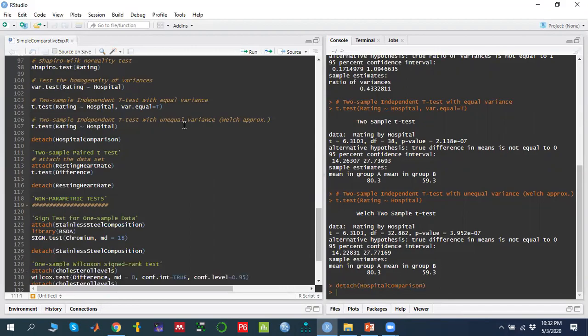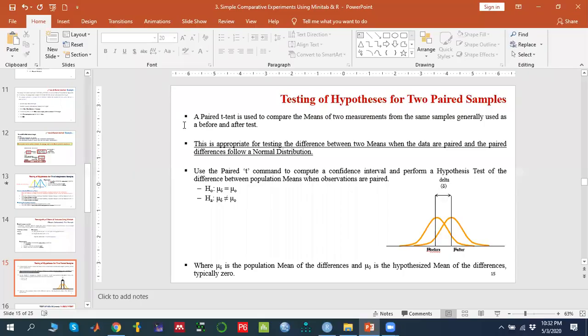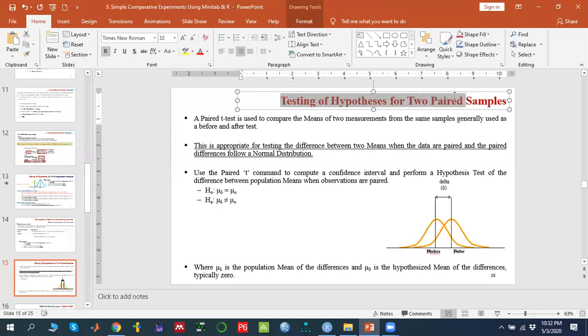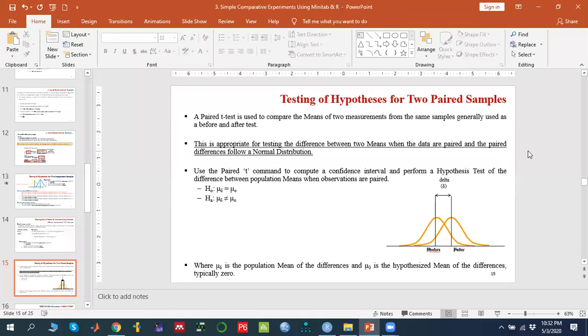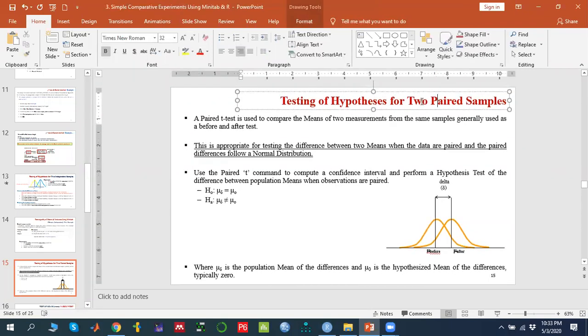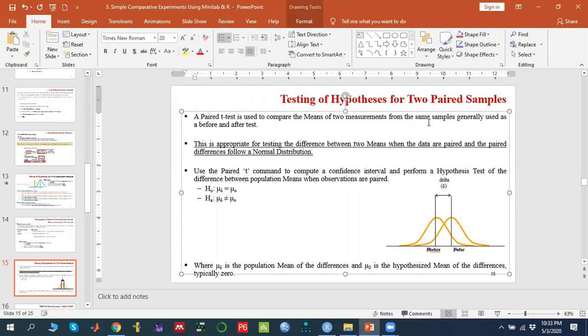Okay, so the next test we are going to apply is called testing of hypothesis for two paired samples. So this is also known as the paired t-test, meaning when the two groups are dependent. Like we have taken the sample before something, and then on the same group we again take the data set from the same sample, from the population, such as before and after sense.